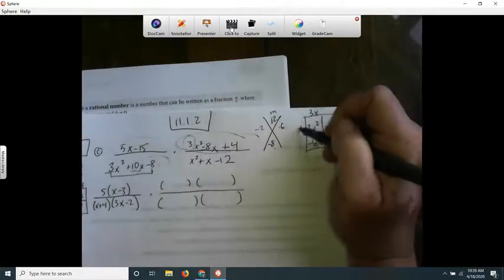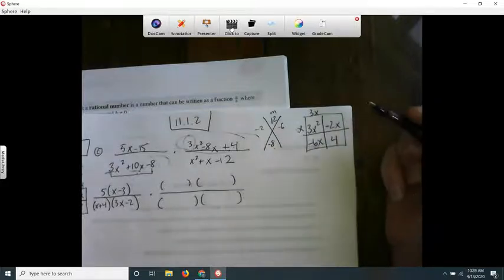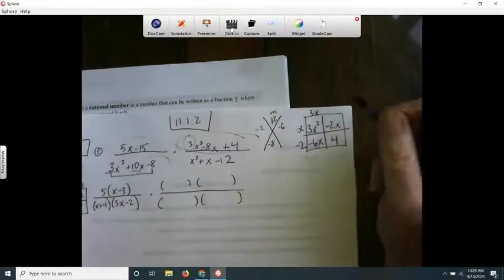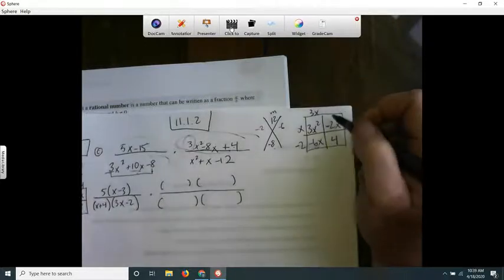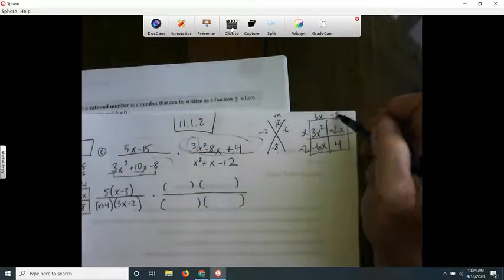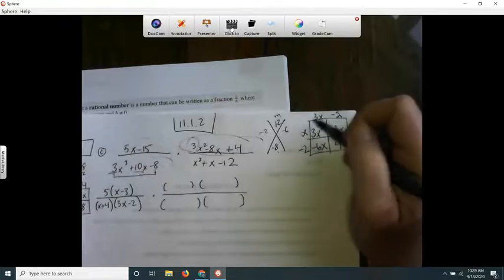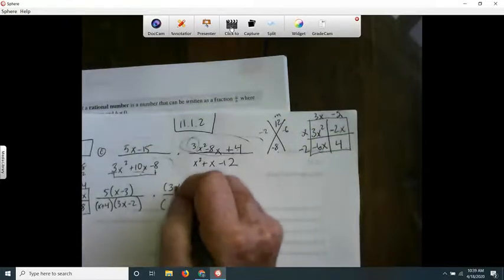So 3x times x makes 3x squared. 3x times something makes -6x, and I think that would be -2. x times something equals -2x. x times -2. And then these two should multiply to make 4, and they do. So these are my factors, those ones on the top and the side. So 3x minus 2.